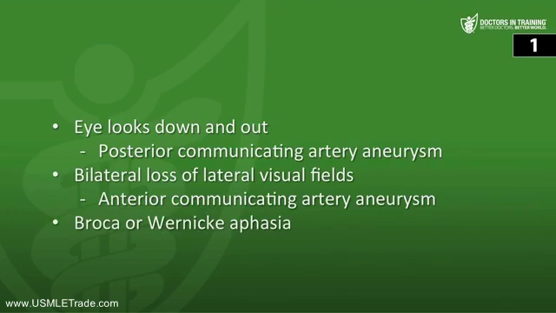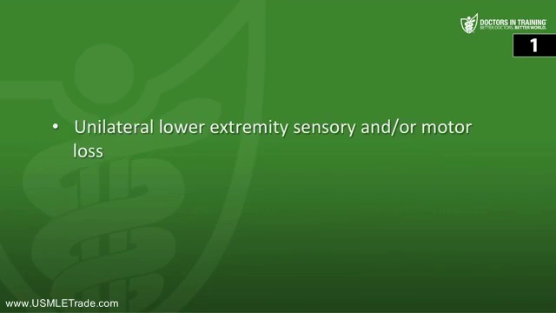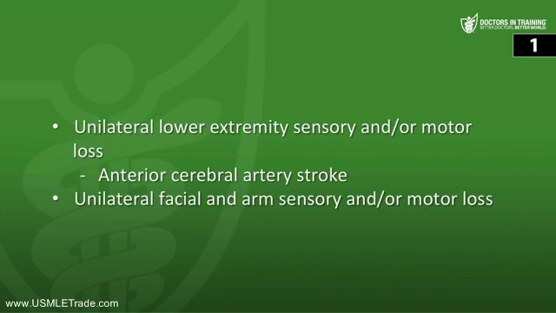Next, Broca or Wernicke's aphasia. This is a middle cerebral artery stroke. Next, unilateral lower extremity, sensory and or motor loss. This is an anterior cerebral artery stroke. And finally, unilateral facial and arm sensory and or motor loss. This is a middle cerebral artery stroke again.